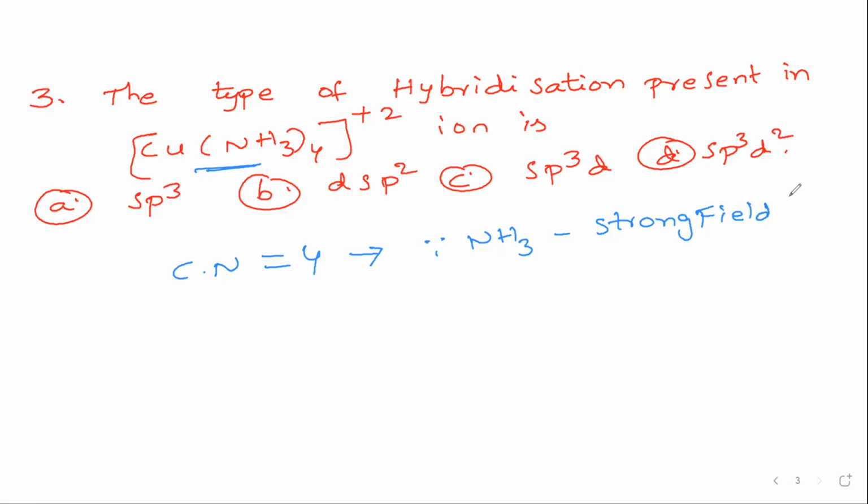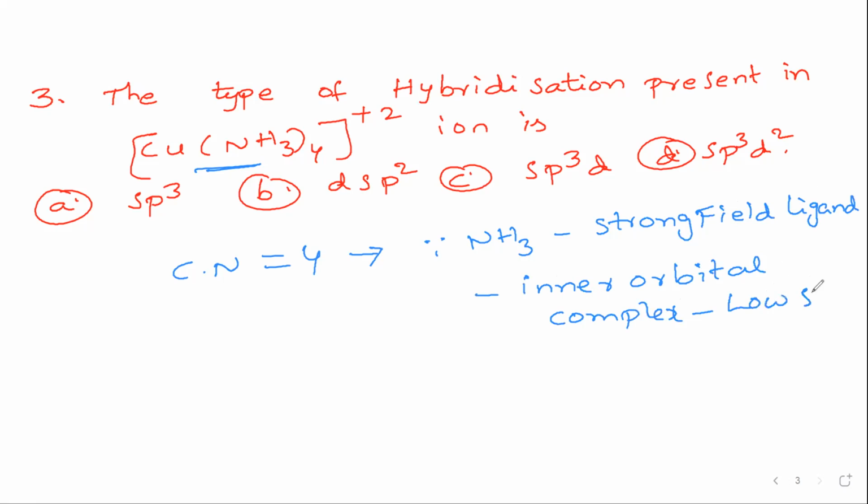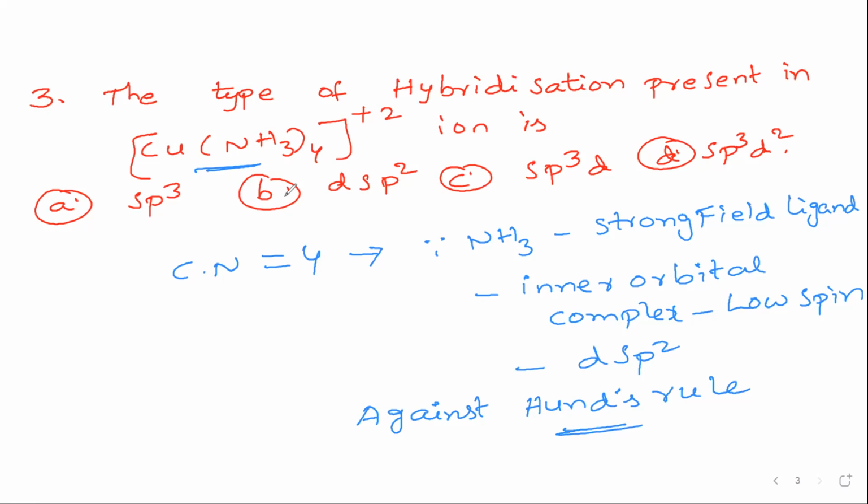Since ammonia is a strong field ligand, definitely it will form an inner orbital complex, a low spin complex. It will undergo low spin, and definitely this should be dsp2 because they form against Hund's rule. So the answer is option B. Very, very important. So like these questions you may expect in the examination.